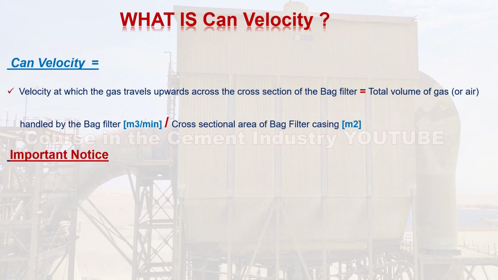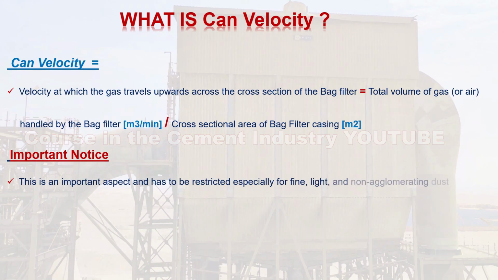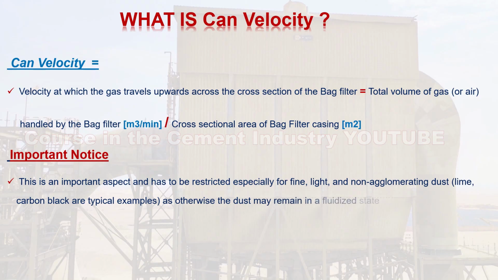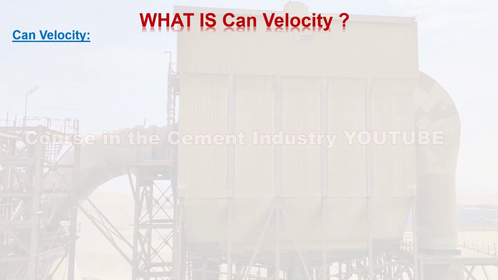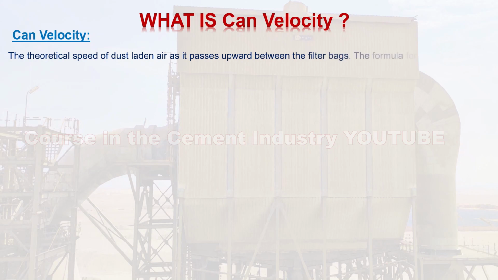This is an important aspect and has to be restricted, especially for fine, light, and non-agglomerating dust. Lime and carbon black are typical examples, as otherwise the dust may remain in a fluidized state in the bag filter and not get discharged from the unit at all. Can velocity is the theoretical speed of dust-laden air as it passes upward between the filter bags.